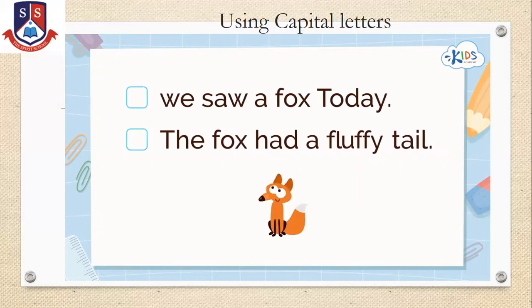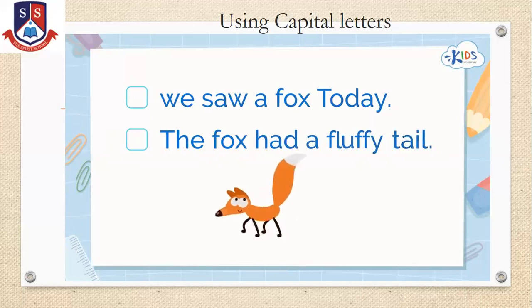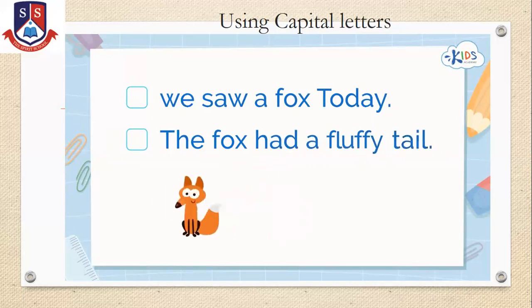Now, which one of these sentences is correct? We saw a fox today. The fox had a fluffy tail. The second one. The fox had a fluffy tail is written correctly. We saw a fox today. This sentence is not correct. It has a capital letter on the last word of the sentence.